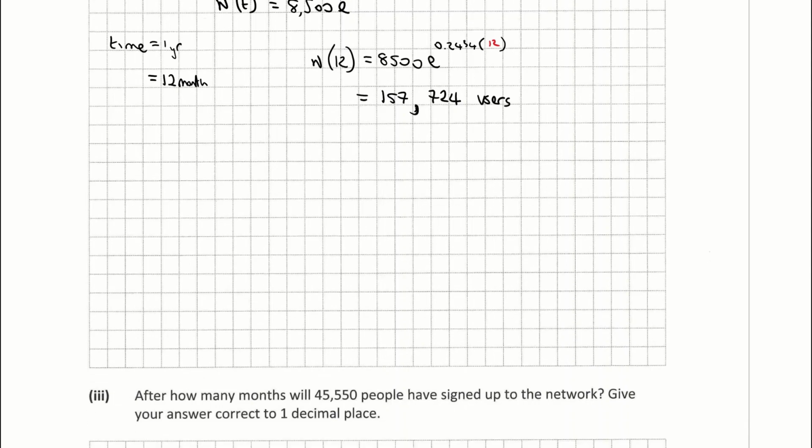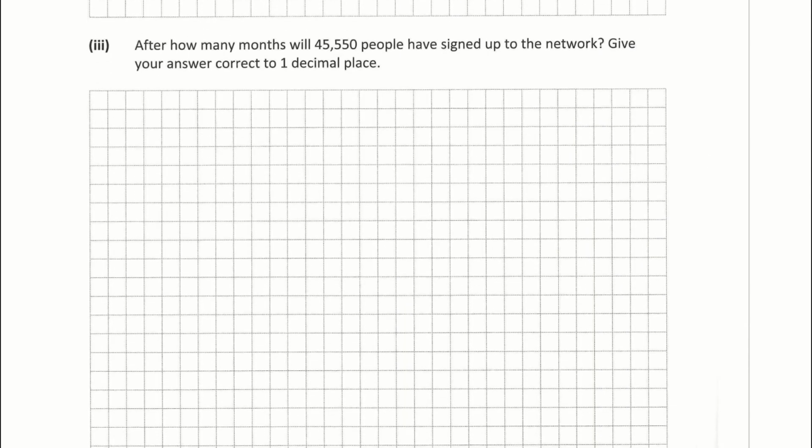And the final part, part 3 to that question. After how many months will 45,550 people have signed up to the network? So they're again getting us to use our formula. N of t is equal to 8,500 times e to the power of bt, which is 0.2434t. Now they want us to find after how many months. So they're trying to get us to solve for t, and they're giving us the amount of users, and that's what I'm subbing in for N of t. That stands for the number of users after a certain time.